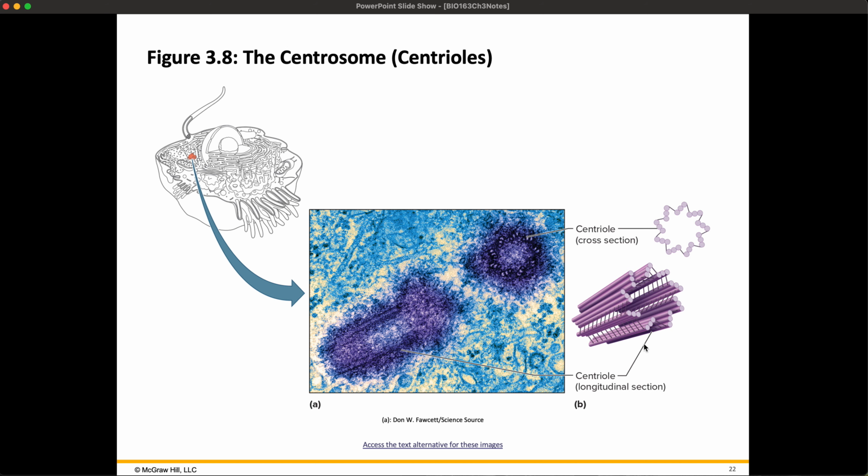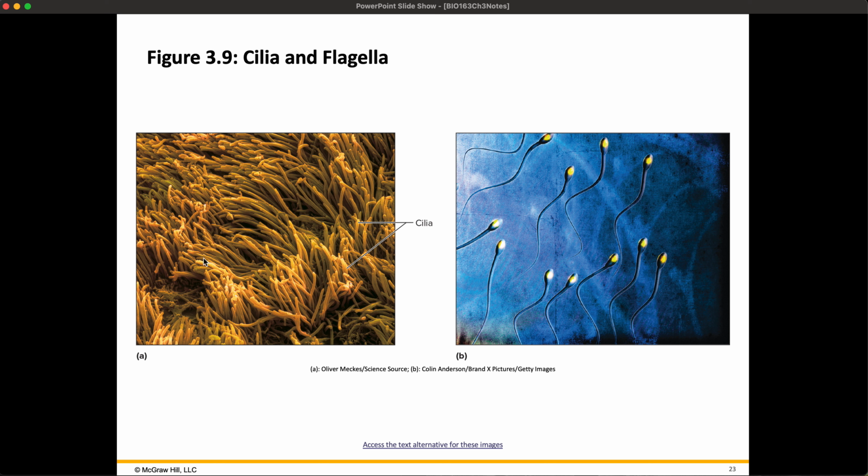Here you can see those centrosomes. They're arranged around the centrioles. Sorry, the centrioles are the individual things, and collectively it's called a centrosome. And again, these are helping with cell division. These are cilia, again, just these hairs covering the cell, and then flagella in your sperm cells.